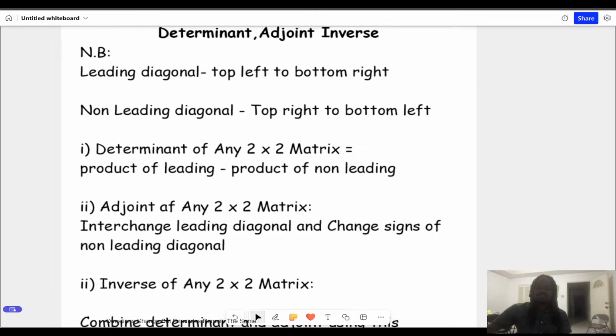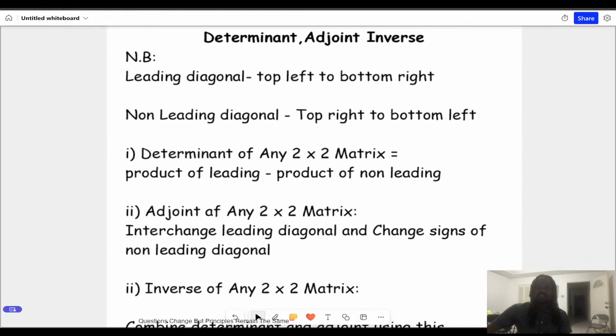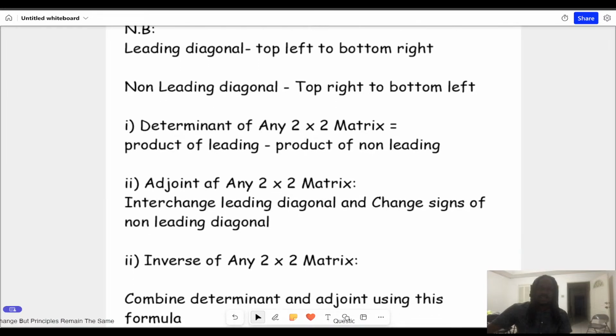So here I have some information. We're looking at the determinant, the adjoint, and the inverse first. You're going to hear about something called the leading diagonal. Just know we're talking about the top left to the bottom right. We will explain that as we look at questions. You're also going to hear about the non-leading diagonal. All you need to know is that it is top right to bottom left.